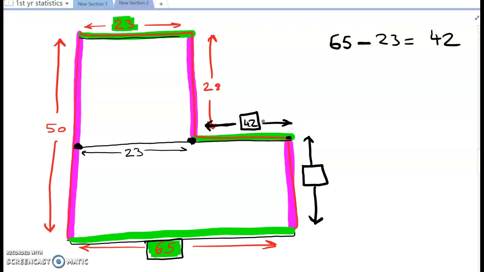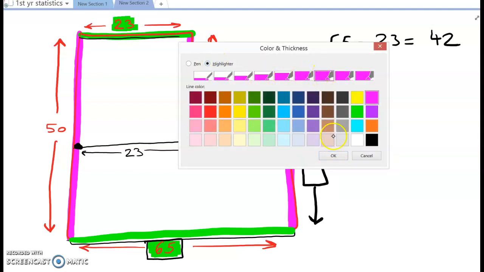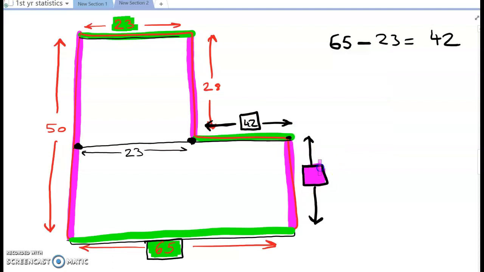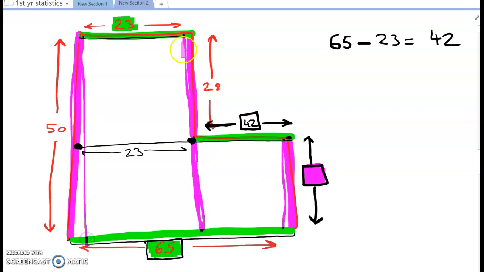Okay? Now let's focus on the purple lines. Here, what do I already have? I've already got 50 and I've already got 28. I'm missing this, haven't I? Because this is the same as this. Now I know that it's all 50 and that this bit is 28, so what would this bit be if all of it makes up 50?